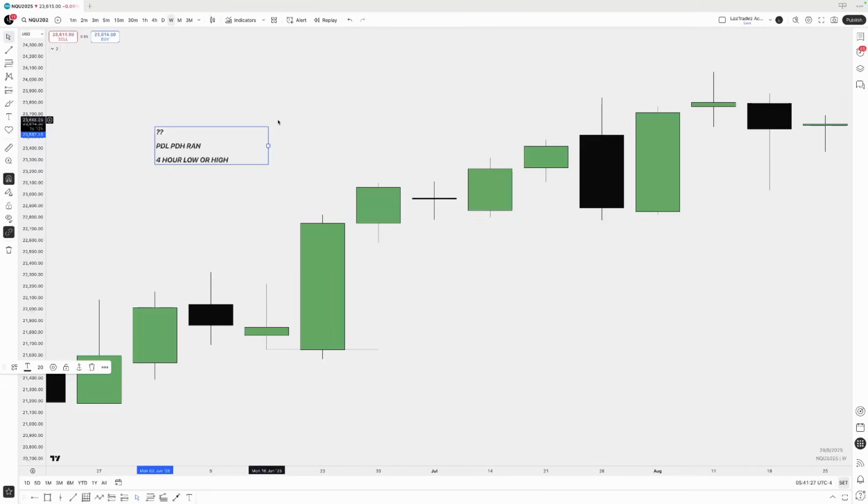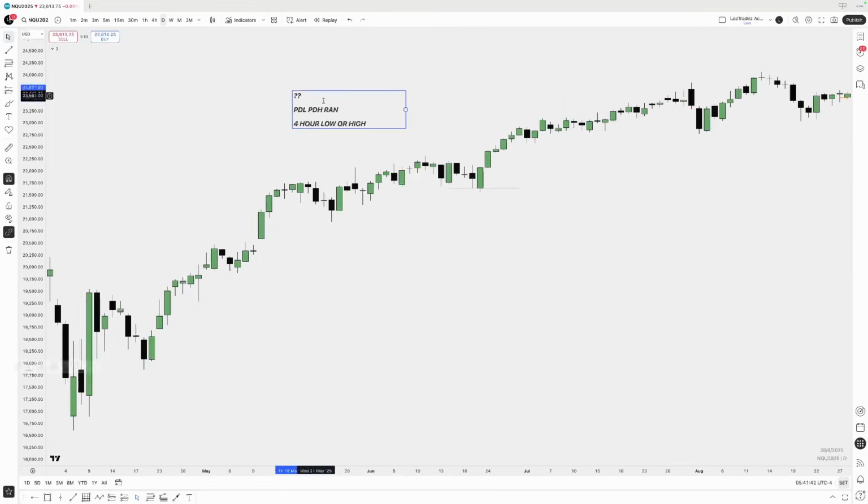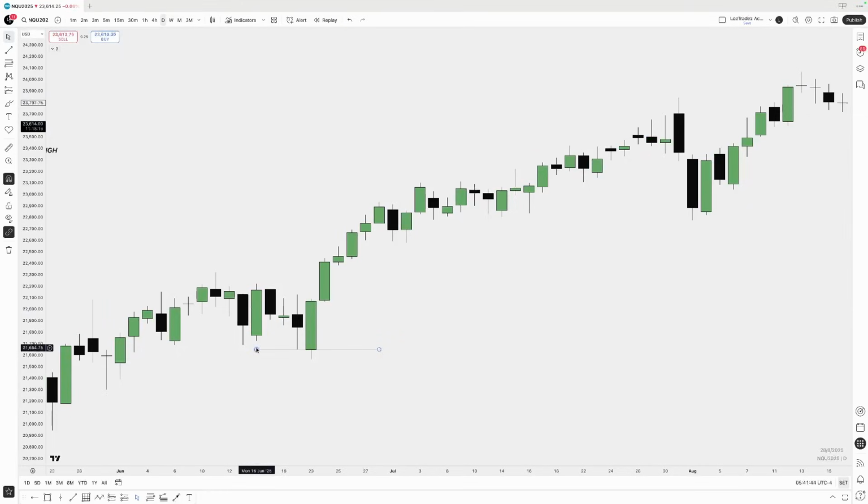How we engage with a weekly candle's expansion is we look for a previous day low or a previous day high ran, or a 4-hour low or high, and we'll get into the second option, but mainly you want to see this first option. This is how we engage with the weekly candle's expansion. Now take a look.